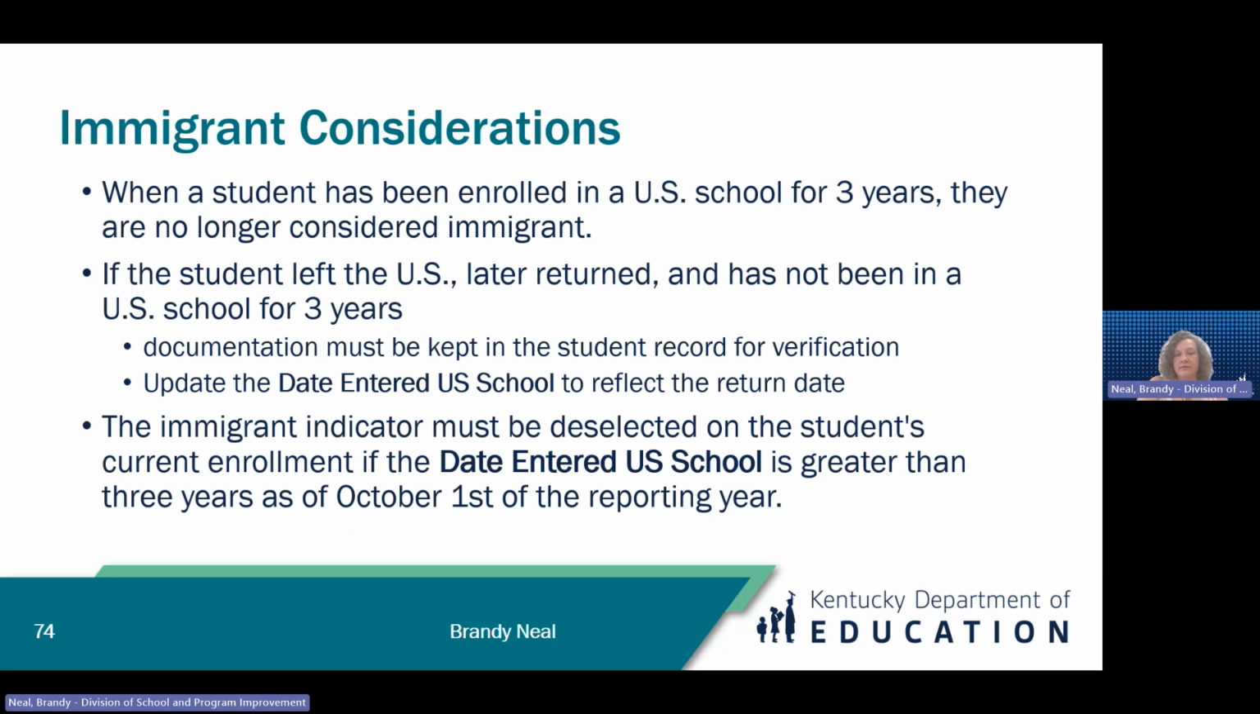Immigrant considerations: when a student has been enrolled in a U.S. school for 3 years, they are no longer considered an immigrant. If the student left the U.S., later returned, and has not been in the U.S. for 3 years, documentation must be kept in the student record for verification, and the date entered U.S. school must be updated to reflect the return date. The immigrant indicator must be deselected on the student's current enrollment if the date entered U.S. school is greater than 3 years as of October 1st of the reporting year.